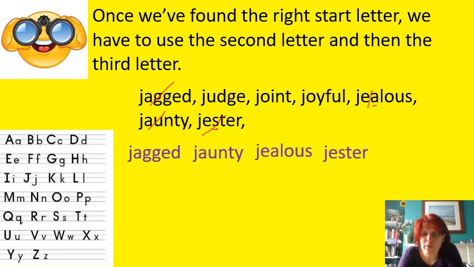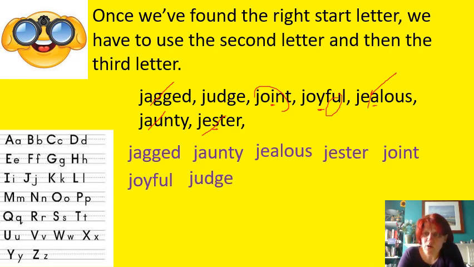Okay, now I've got three words left and I've got J-U, J-O, J-O. U comes after O in the alphabet, so it's going to be my two J-O words next. And let's look at the third letter. J-O-I or J-O-Y. Well, Y is right at the end of the alphabet. I is in the middle somewhere. So this one comes before this one. So we've got joint and then joyful, which means judge with a U is the last one.